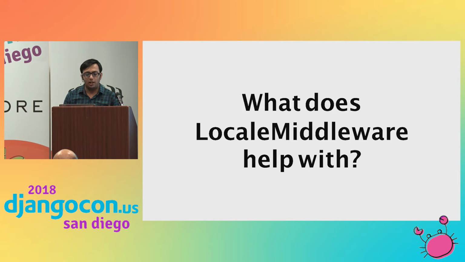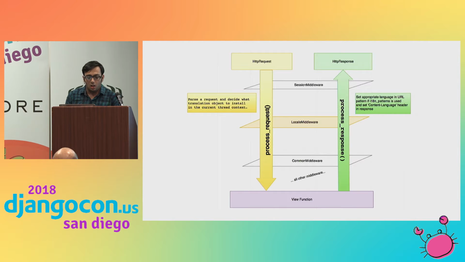So what does the locale middleware help with? It's a secret sauce in the translation machinery. Let's have a look at Django's request response cycle to understand it in a better way. It does the following for the request part. It passes it and decides what translation object to install in the current thread context.